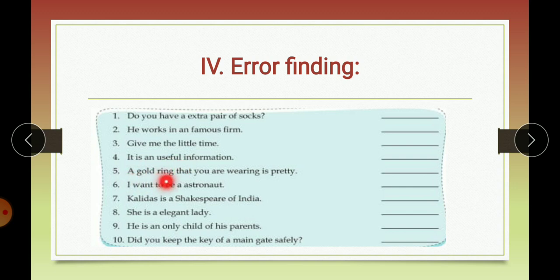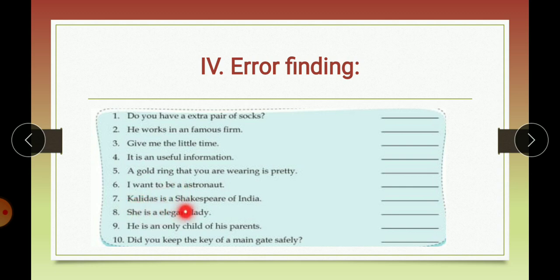A gold ring that you are wearing is pretty. No, we are talking about a particular gold ring. So in place of a, it will be the. I want to be a astronaut. Astronaut is starting with vowel A and having a vowel sound, so it will be an.